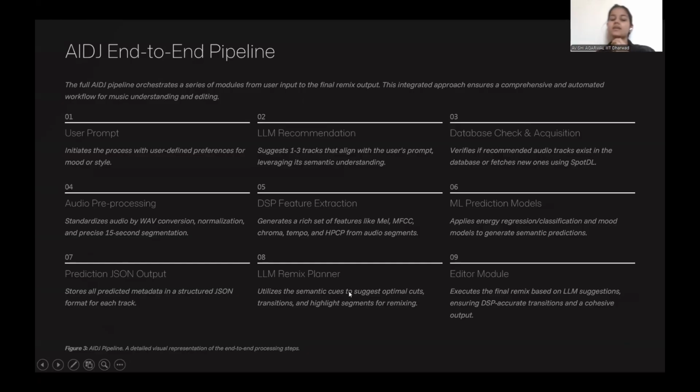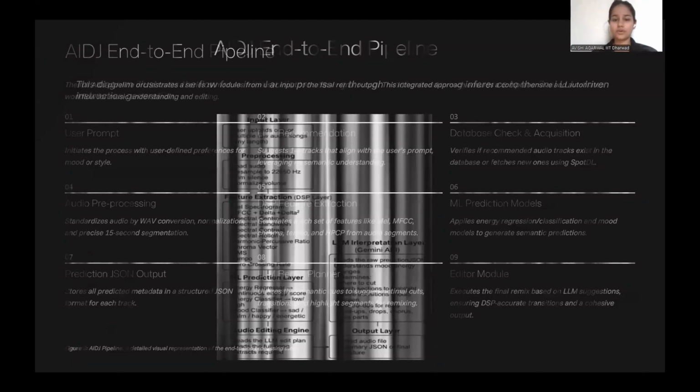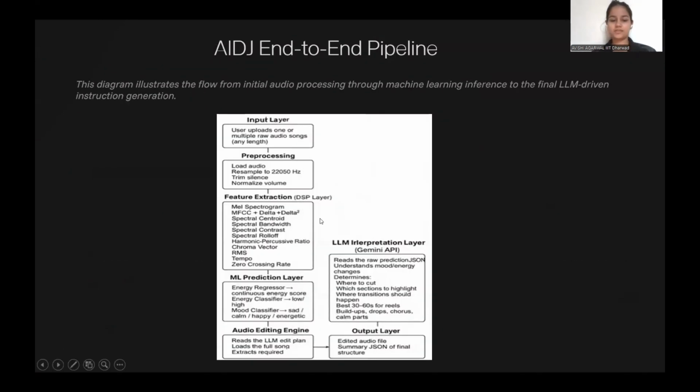The LLM remix planner utilizes semantic cues to suggest optimal cuts, and the editor module gives the final remix based on the suggestions. Overview of the pipeline: input layer, preprocessing, extraction, prediction, audio editing, LLM interpretation, for which we have used the Gemini API, and the output layer.